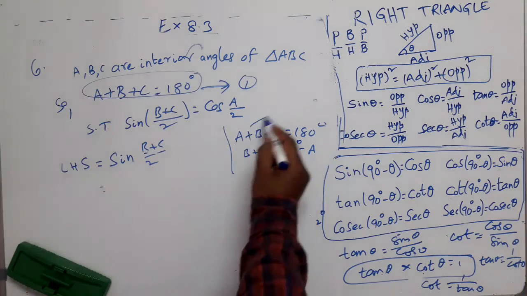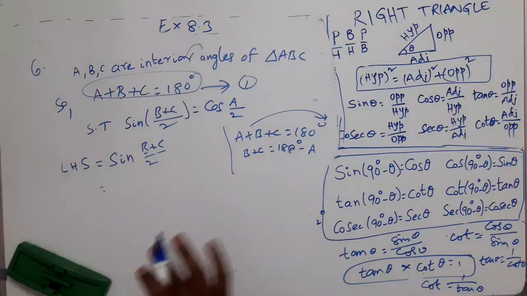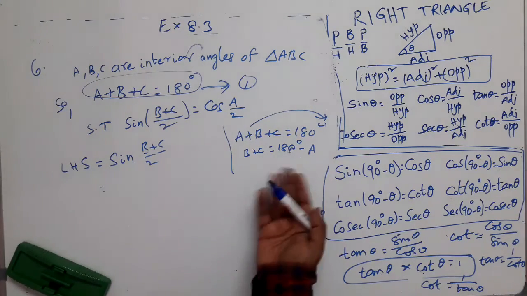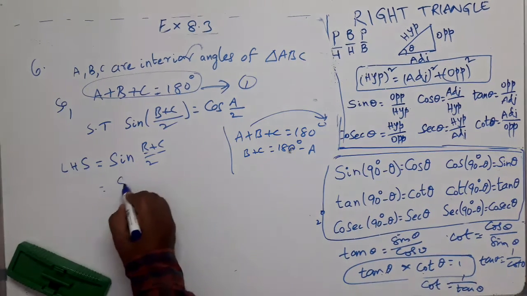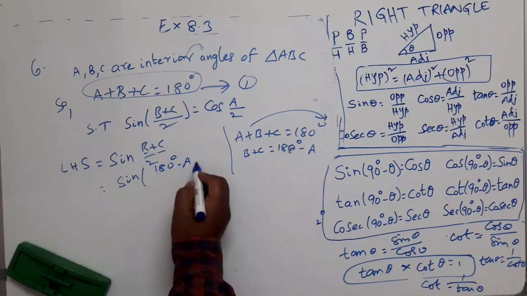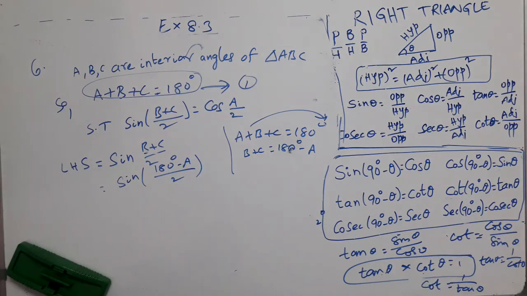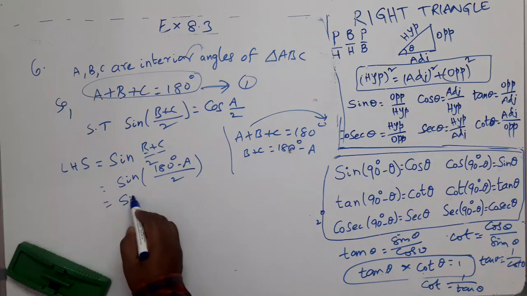180 degrees minus A, can I write like this? Yes, transposing, or simply subtracting A from both sides. So in the place of B plus A I can write 180 degrees minus A. So I am writing it like this: sine of (180 degrees minus A) upon 2. Yes, I am dividing now. So this is sine, simplifying further.